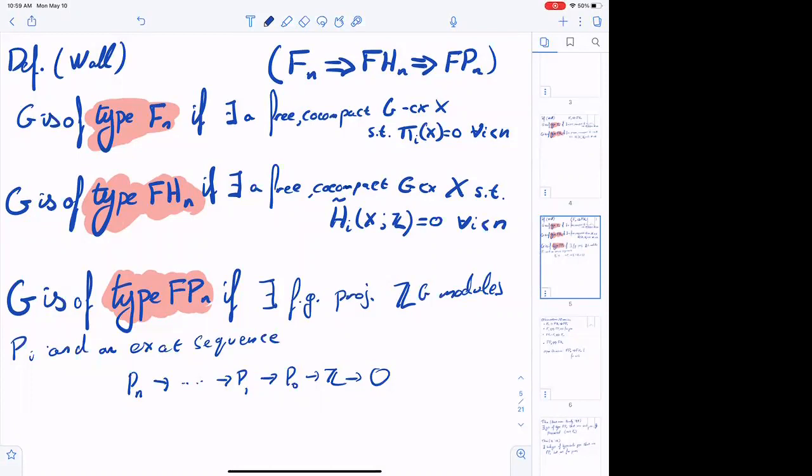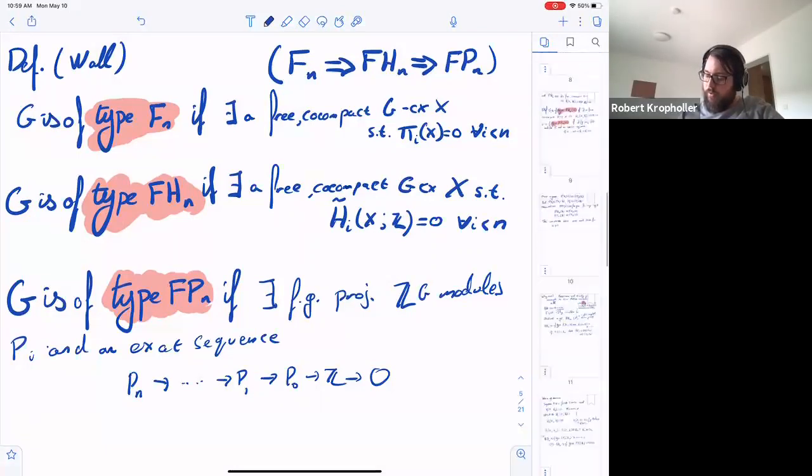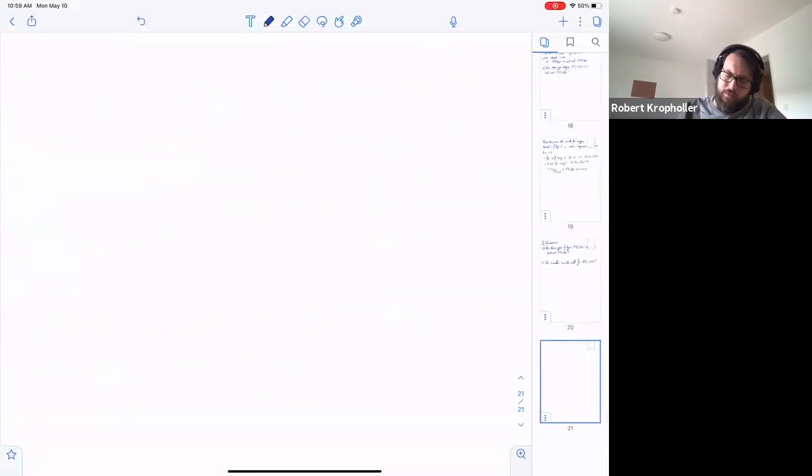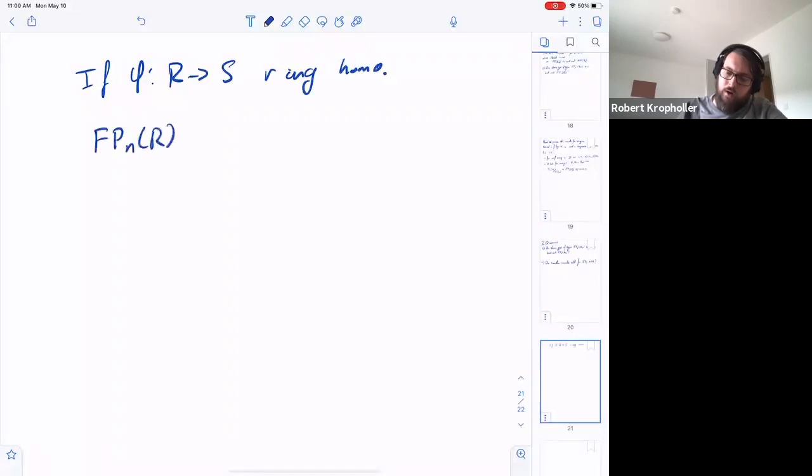So the point is that if you have a ring homomorphism from R to S, then FP_n over R implies FP_n over S. So once you know it for Z mod p and Q, you know it for all fields. And this is also why, if you know it for Z, then you know it for all rings. But if you had more complicated rings that weren't fields, then there could be some interesting things going on.